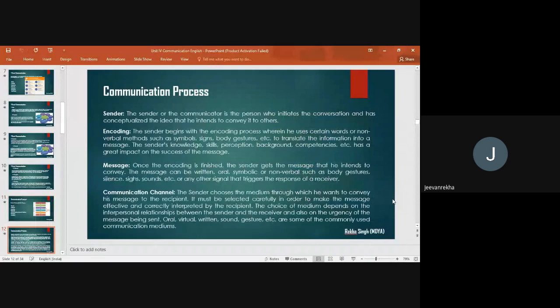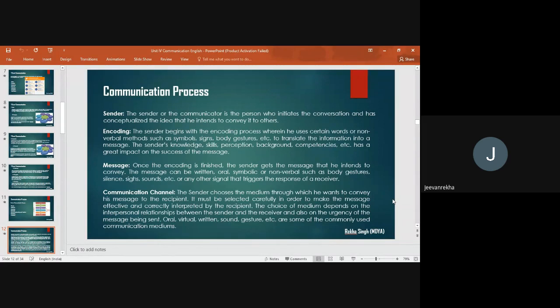Next, the communication process. What is the communication process? First, the sender. The sender or communicator is a person who initiates the conversation and has conceptualized the idea with the intent to convey it to others. Encoding, what is encoding? The sender begins with the encoding process. I'm in the encoding process, right? Wherein he or she uses certain words or non-verbal methods such as symbols, signs, body gestures, etc. Body gestures and symbols matter in communication.